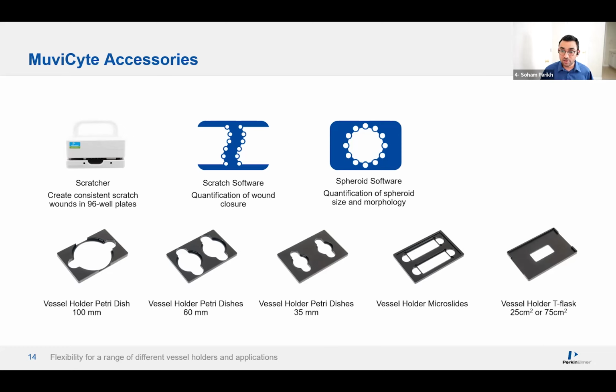We also have a spheroid software. If someone is working with spheroids, we have a dedicated software for that, which can quantify all the spheroid size, morphology, the area, and also the circularity of the spheroids. And if you wanted to monitor 35 millimeter petri dishes, 60 millimeter petri dishes, or any slides or T-flasks, you also have accessories for that. You can load those onto the MuviCyte and monitor the cell cultures across the periods of time that you're interested in.